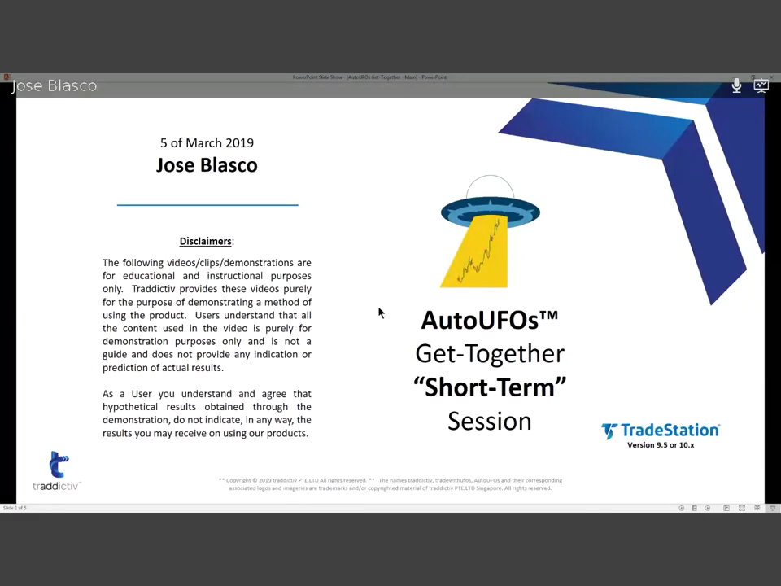Very good, everyone. Wonderful. Well, so let's get started. Everything is ready to go. Market opening hours approaching. Slides are up, TradeStation is running, and the AutoUFOs are also processing in the background. So we are ready to get started.